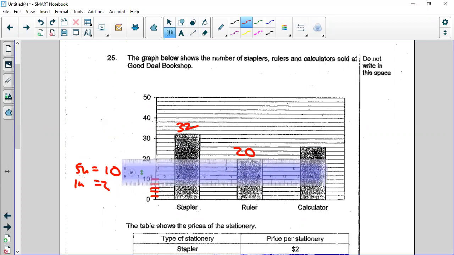And then the other line, the other calculator will be how many? The calculator will be 30 minus 2 minus 2, that will be 26.